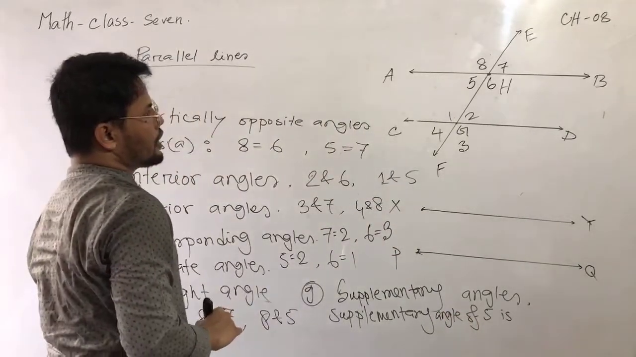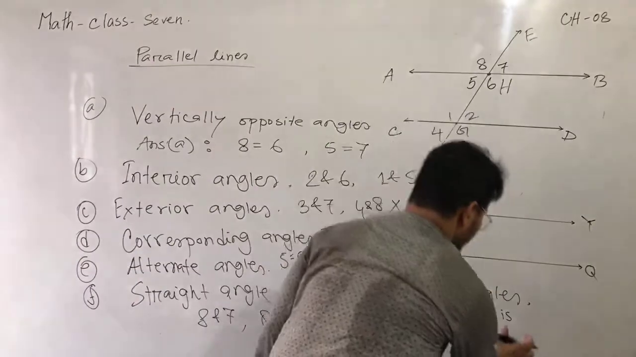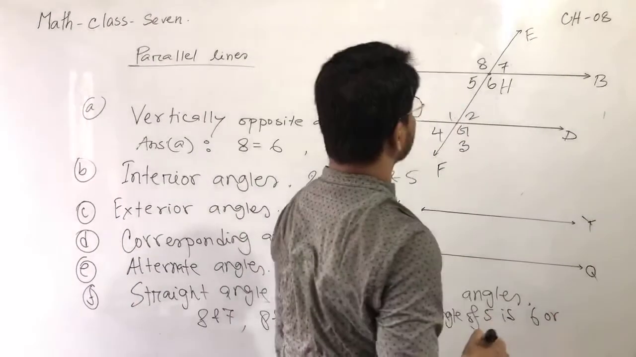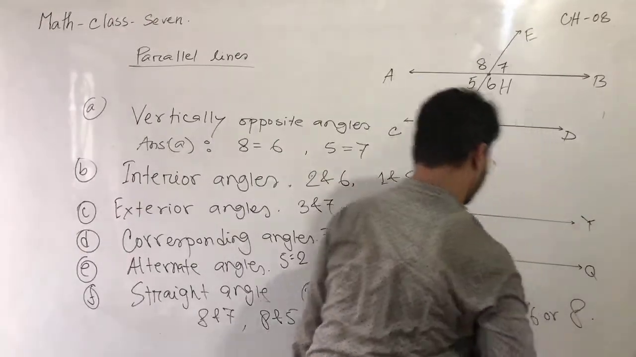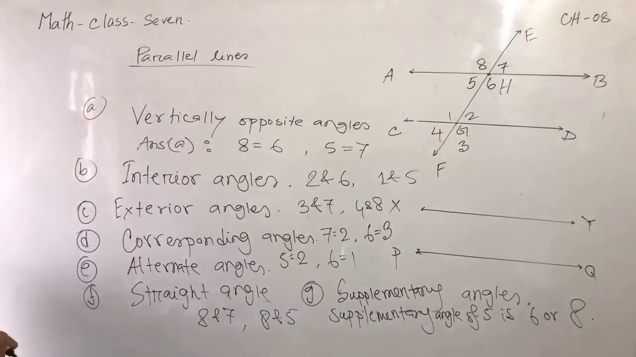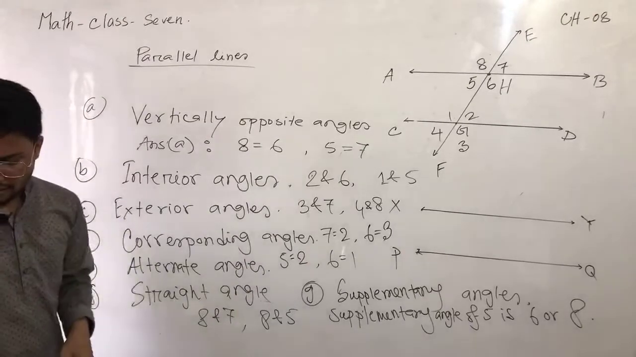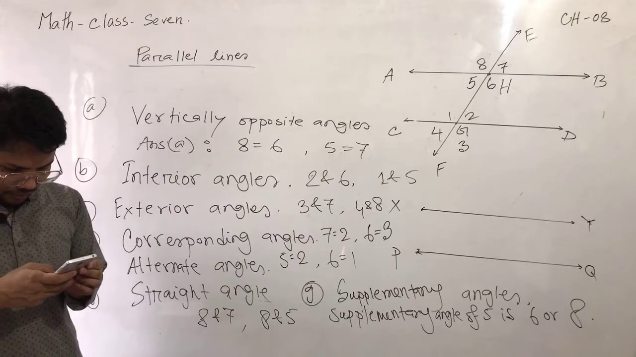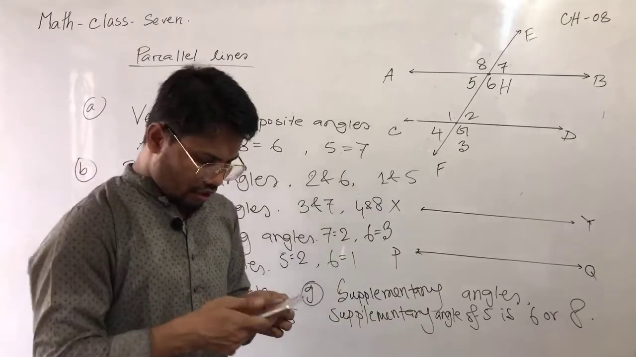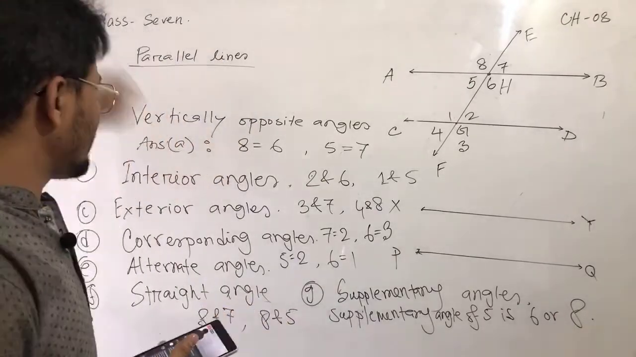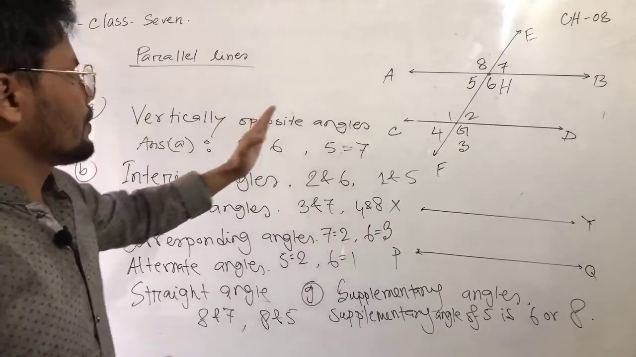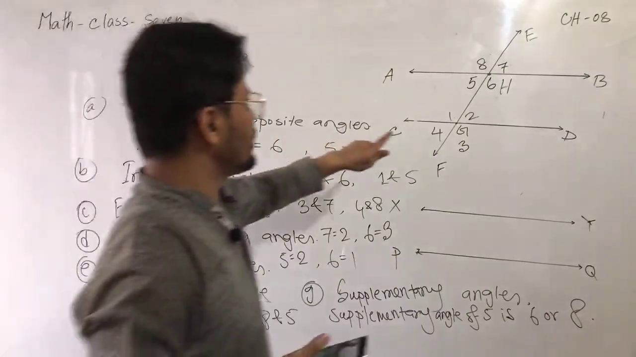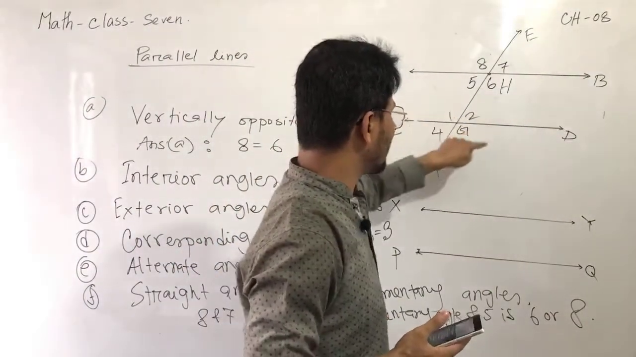Supplementary angle of 5 is 6 or 8. So my dear students, I used here the first one from the figure, just to mention that at this point G there are 4 angles.